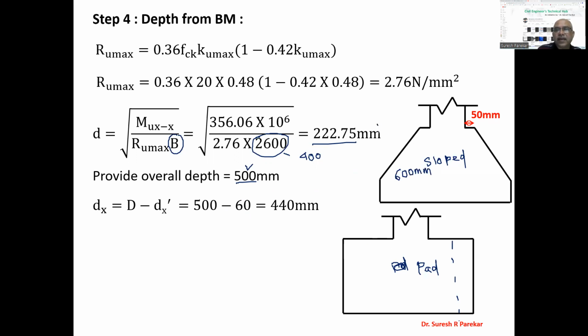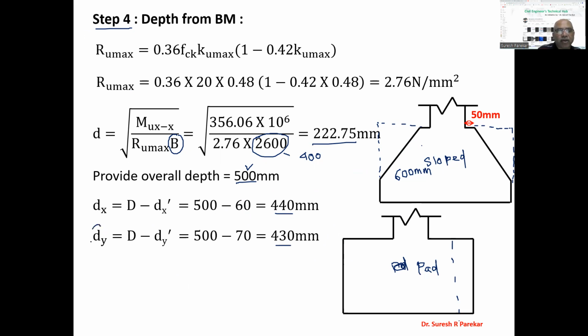But if you see, the sloped footing is economical because this much concrete we are going to save. But we require skid level for it. Form work is again difficult when we go for a sloped footing, while in pad footing, we have straight form work. Now dx we will get as 440 millimeter, and dy we have 430 millimeter. So till this last step, step 3, we have the same. From step 4, our calculations are going to change.